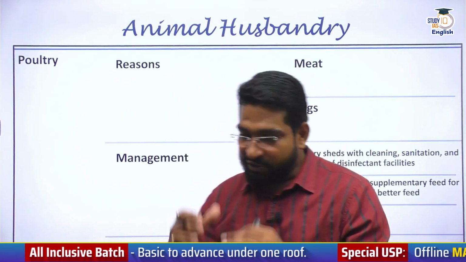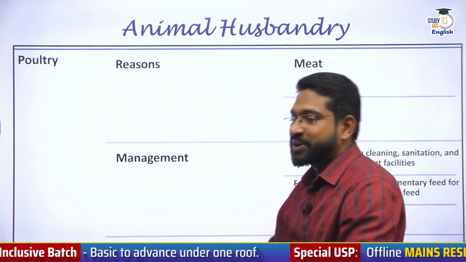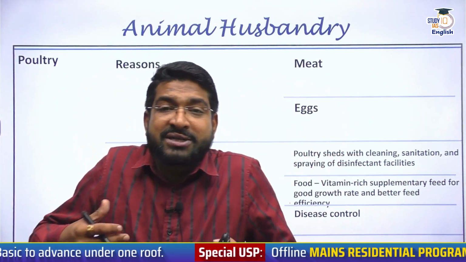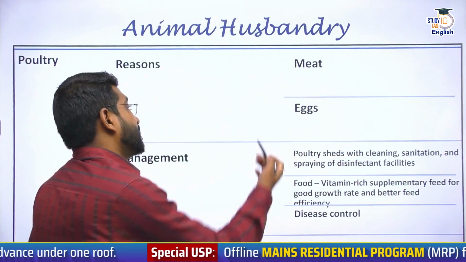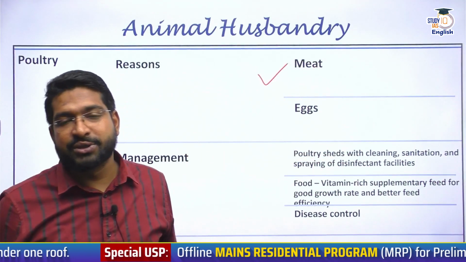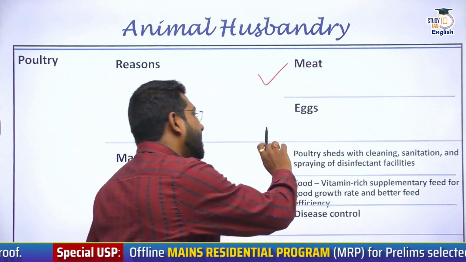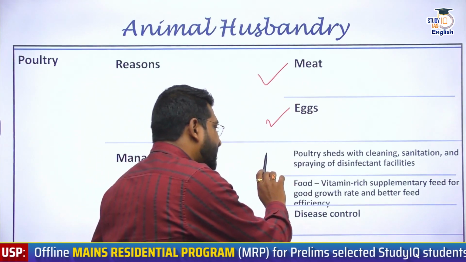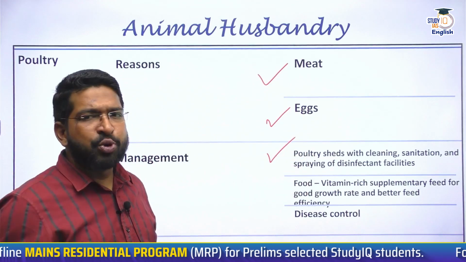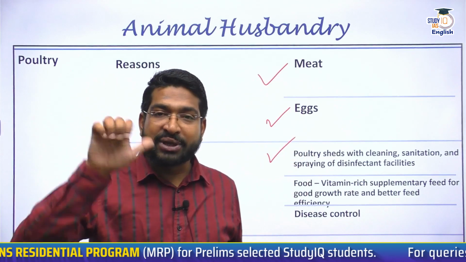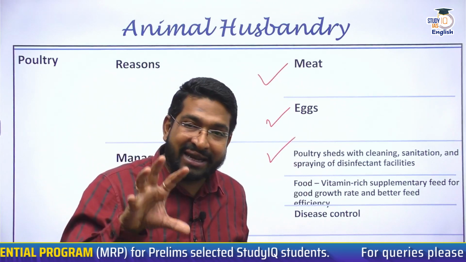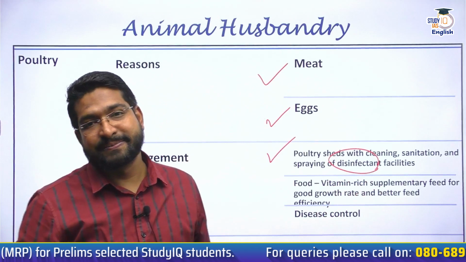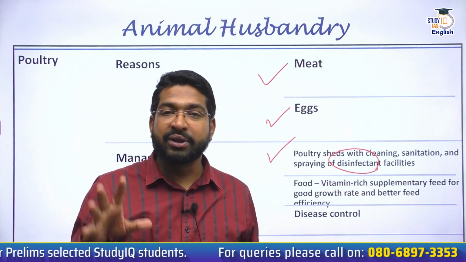Apart from that, if I have a piece of land, I can also go for poultry. Now, when I create a poultry farm, what do I get? What are the products that I get out of poultry? I get chicken. That means I get meat. I also get eggs. And what do I need? I simply need a poultry farm, a poultry shed. And in this poultry shed, I need continuous cleaning, I need continuous sanitation and disinfectant facilities. Because we know about the avian diseases.